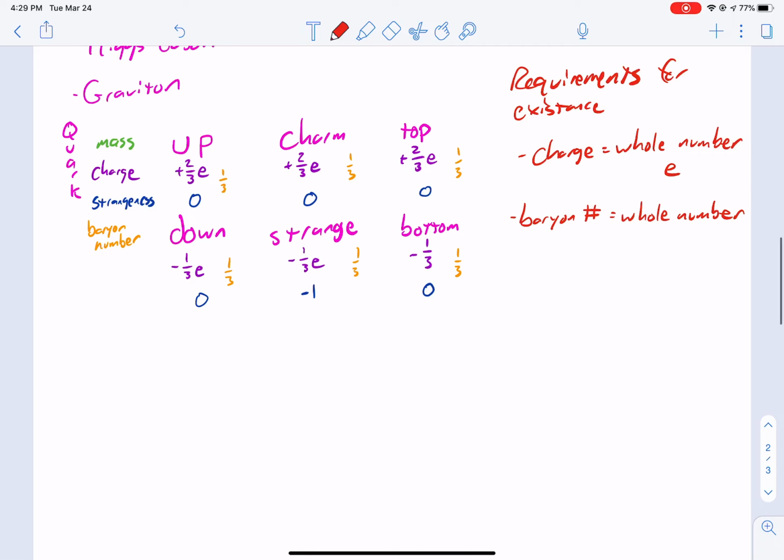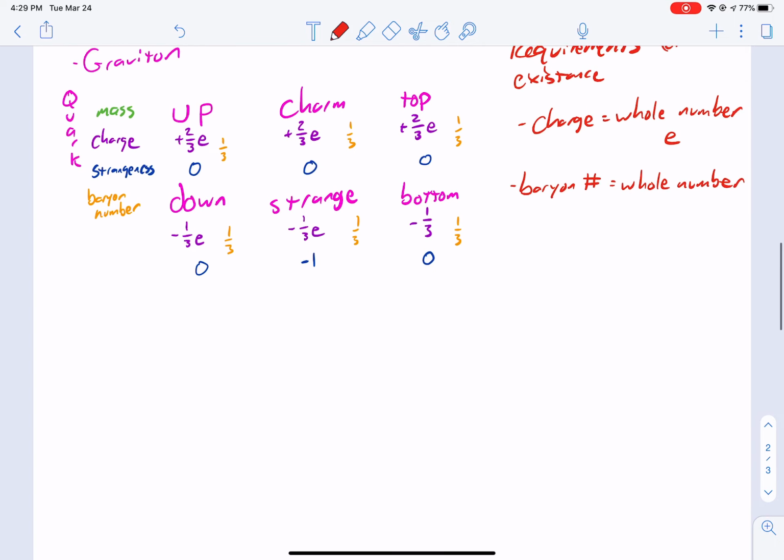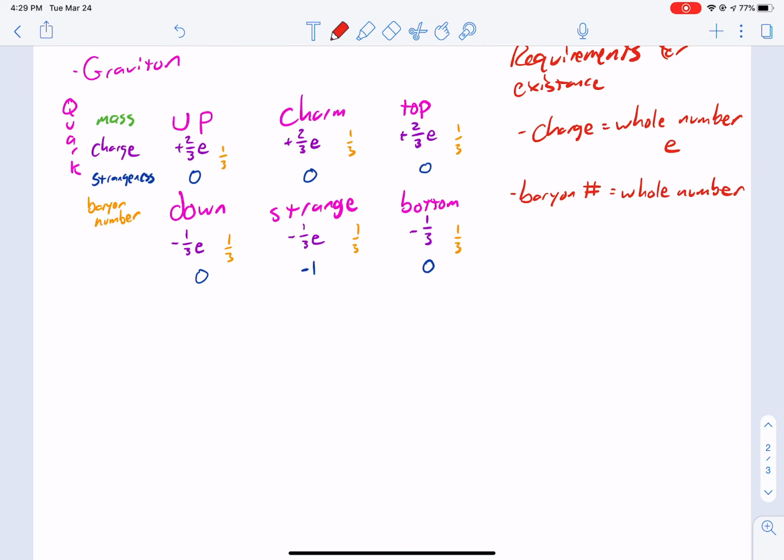And well, for now, we'll stick with these two. So the question is, what can we do? How can we make things that have a whole number of E? Well, we could have an up, a down. So an up is 2/3 E. The other up is 2/3 E. For those of you math wizards, we're up to 4/3 E. The down is a -1/3 E. Well, add those all together.